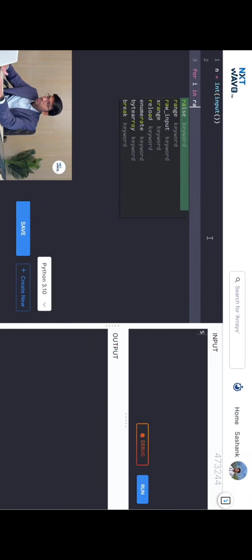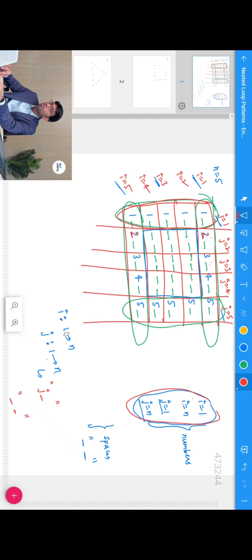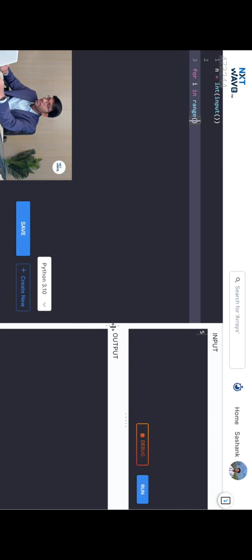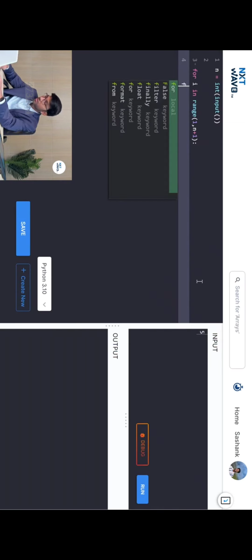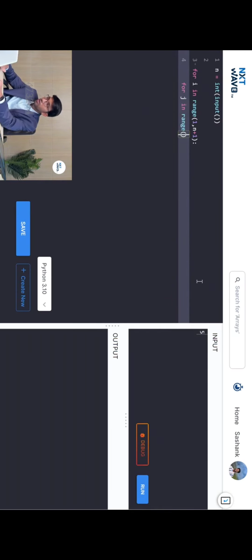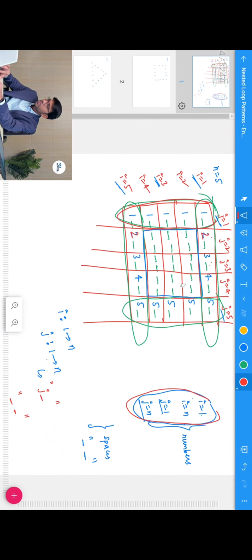Next, what happens? For i in range, i is going from 1 to n, where 1 and n are included. That means my range will be 1 comma n plus 1. Okay, for each i, that is for each row, my j is going from 1 to 5. That means for j in range of 1 comma n plus 1.